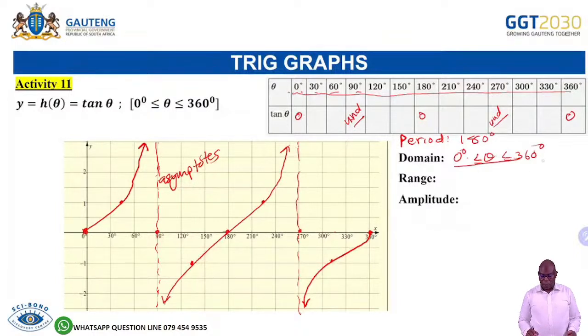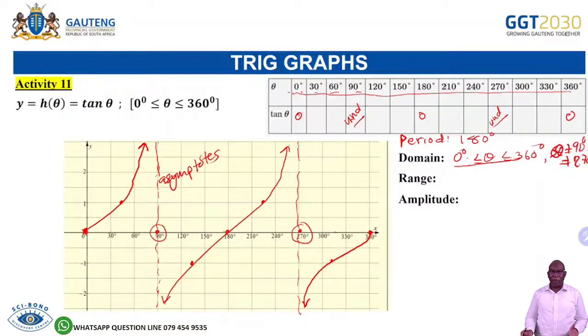But we know in this case here, x cannot be 90 and x cannot be 270. So that must also be included there. So theta cannot be 90, and theta cannot be 270 degrees. It can be any other value, in this case, from 0 to 360.